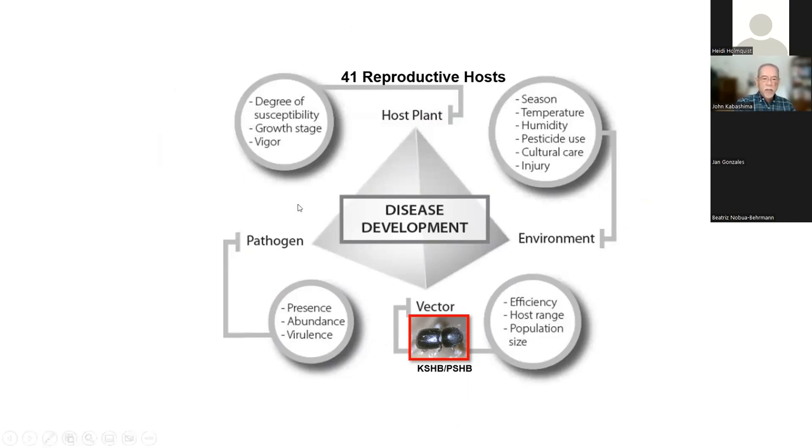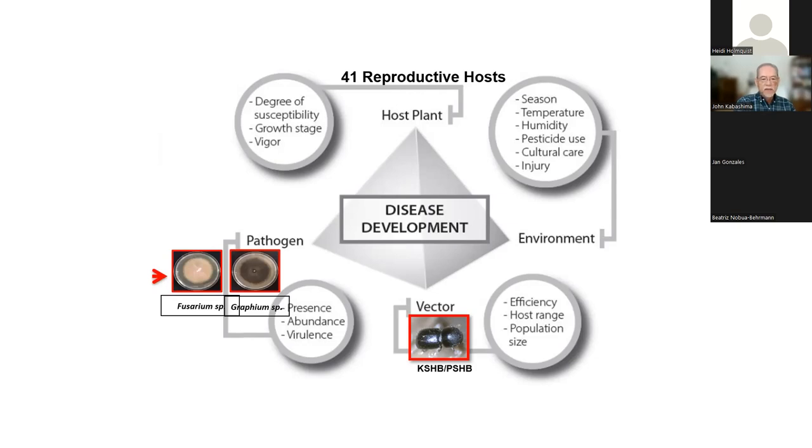And in terms of the reproductive host, we have to look at susceptibility so we can focus our energies on the more susceptible ones, with the growth stages and the vigor of the tree. And then from the environment, we look at seasonality, humidity, temperature, and things that you've done to it in terms of cultural care, injury to the tree, and pesticide usage. So there's pathogen and then the vector.